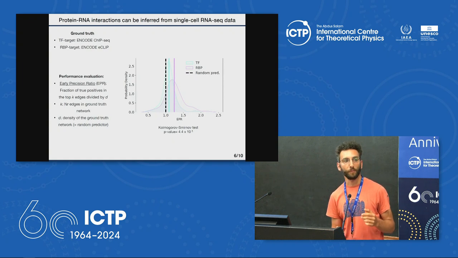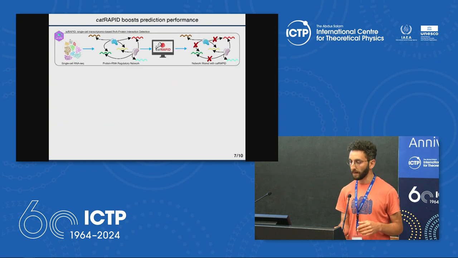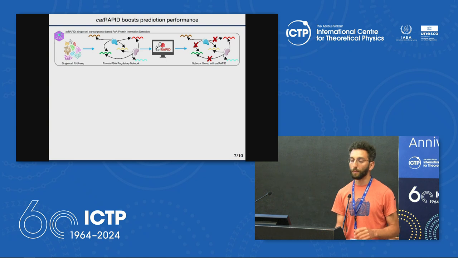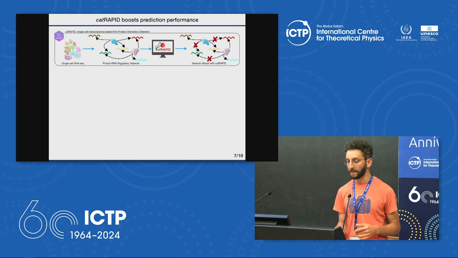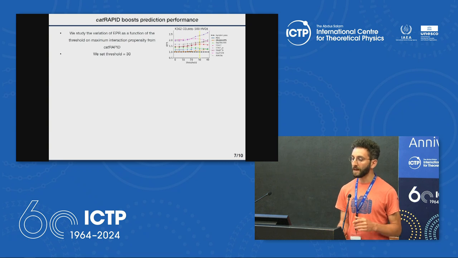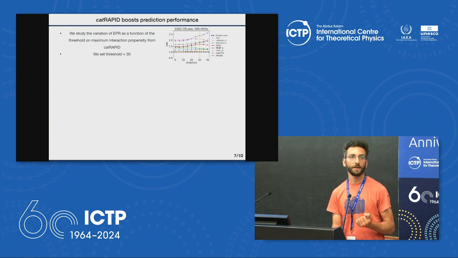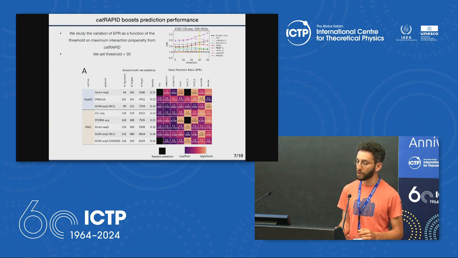Next, we thought that a way to improve the performances in the prediction of this kind of interactions would be the integration with a complementary information not coming from the expression. For this reason, we use CatRapid, which is the method that I mentioned before from our lab, to prune edges from the inferred protein RNA regulatory network with the hope of eliminating indirect interactions. Basically, we studied how the early precision ratio varies as a function of the CatRapid score, and we set a threshold at a certain value based on all the datasets that we selected. We filtered out interactions with a score smaller than our threshold, and then we computed the relative difference in early precision ratio after and before the filtering using CatRapid.